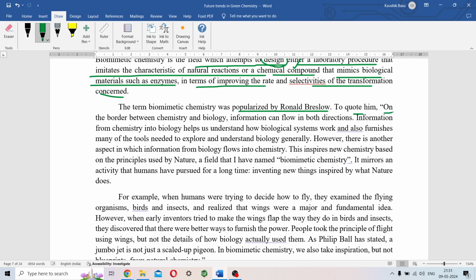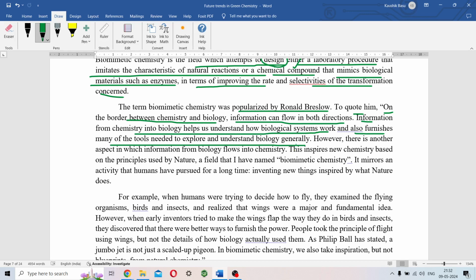And here I have taken the liberty of quoting him from one of his papers. He says, on the border between chemistry and biology, information can flow in both directions. Information from chemistry into biology helps us understand how biological systems work and also furnishes many of the tools needed to explore and understand biology generally. This thing we are familiar with, that if you know how chemicals react under certain conditions, then inside your body some reactions are happening. You can use organic chemistry principles or physical chemistry principles to understand why that reaction is happening the way it is happening.